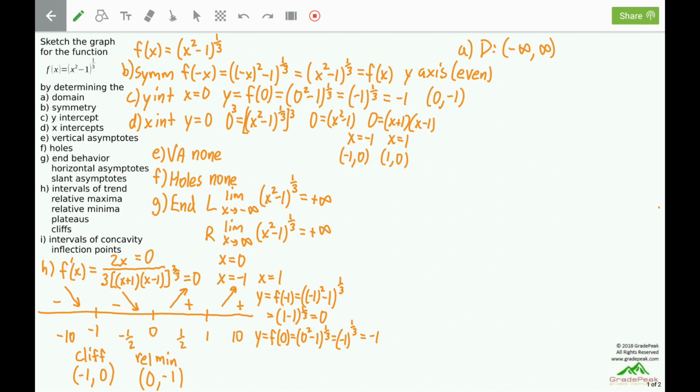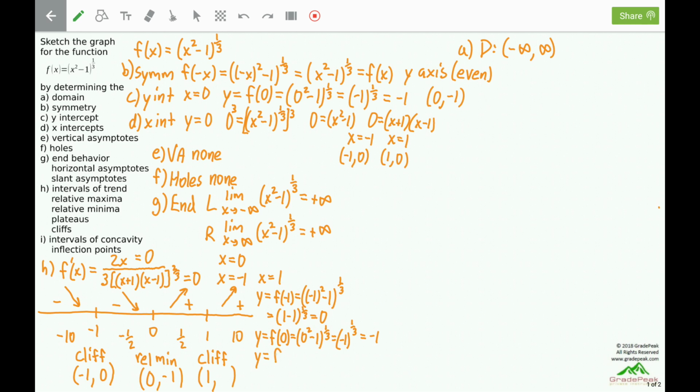Right at the critical number of x equals positive 1, again we have the trend not changing. It's increasing on the left and increasing on the right. And x equals positive 1 also came from the denominator, so it will also be a cliff. It has an x-coordinate of positive 1. It will have a corresponding y-coordinate that can be found by plugging the x-coordinate back into the original function.